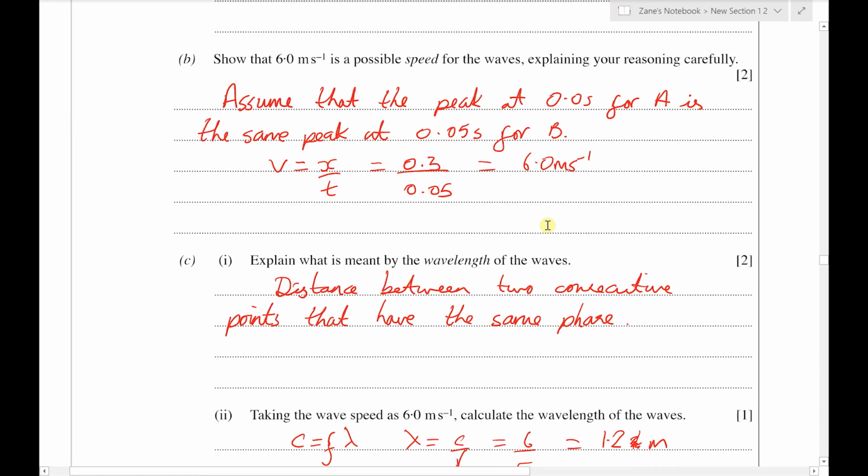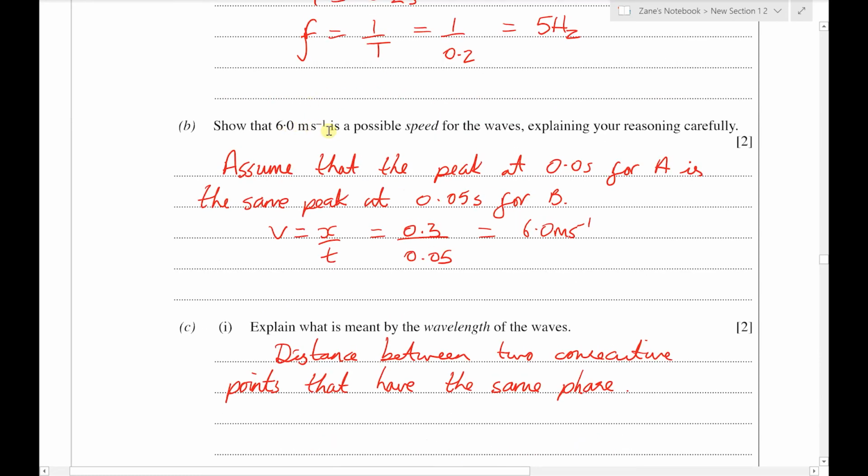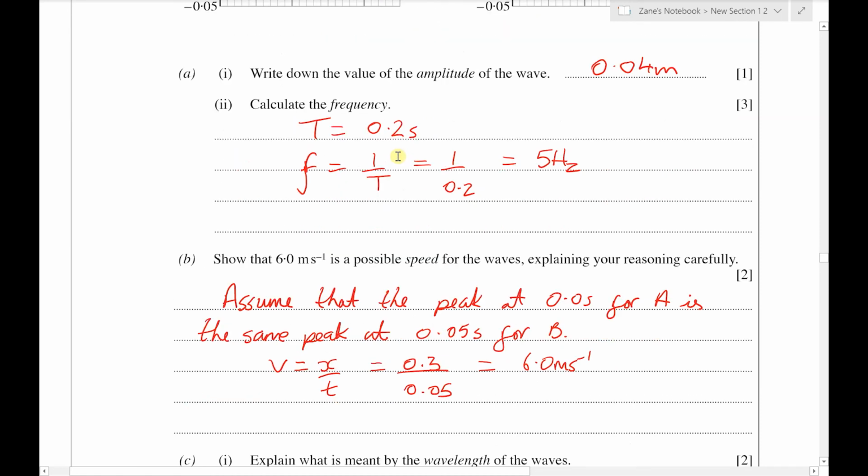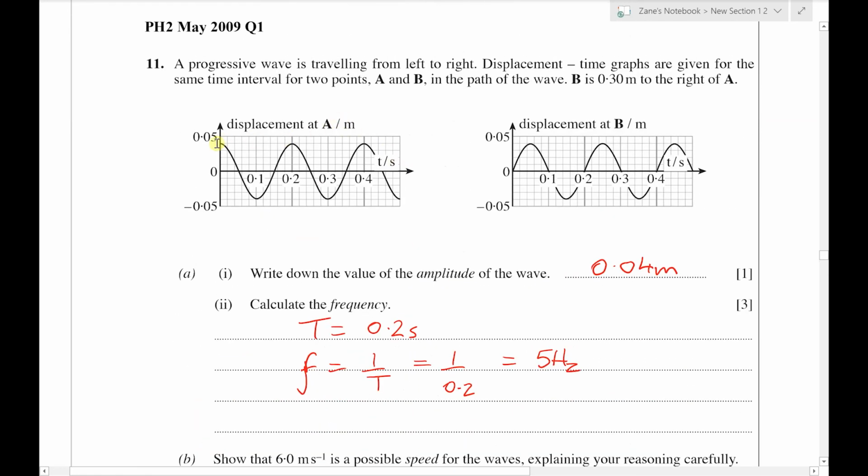Just very quickly go back to part B. Now, I mentioned in part B that we had to show that 6 meters per second was a possible speed for the waves. But it's not the only possible speed, because it could be that this peak at 0 seconds on A is actually the peak at 2.5 seconds on B, or 4.5 seconds on B as well.